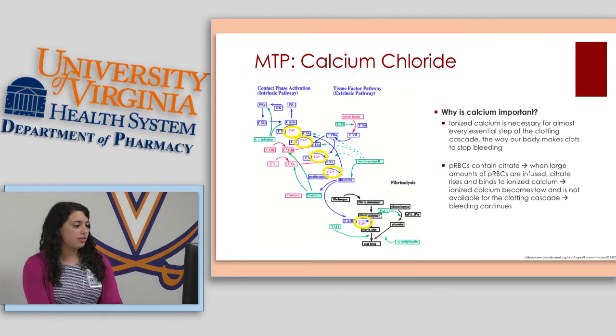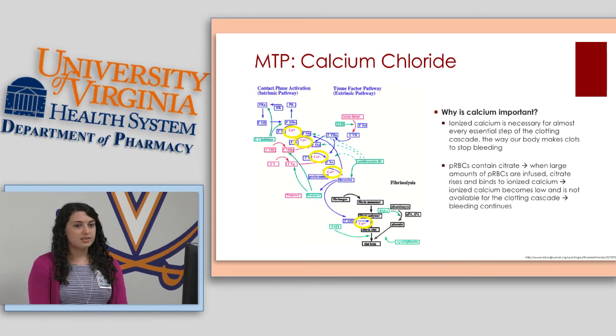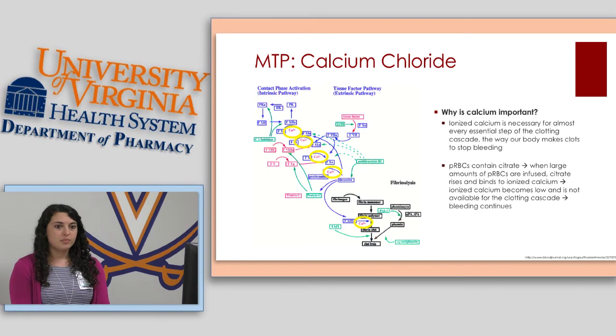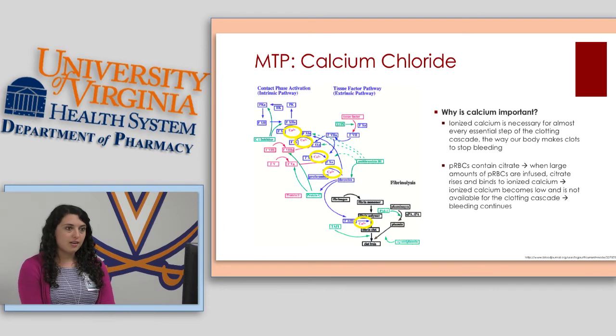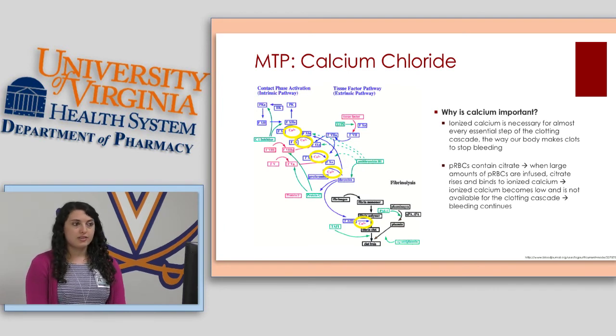And so when we give packed red blood cells to the patient, inside that bag there's also citrate. The citrate can bind to the ionized calcium that we have in the body, and then this isn't available to work in each step of this cascade, and the body is unable to clot.